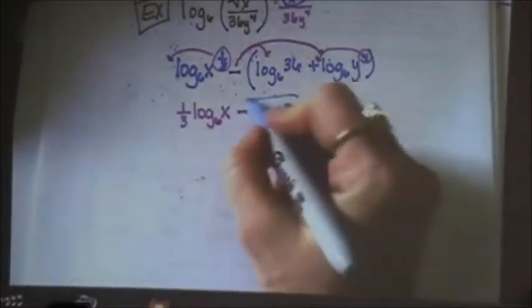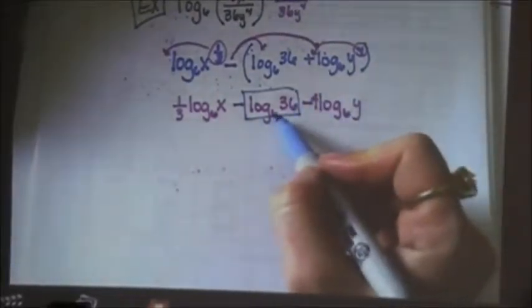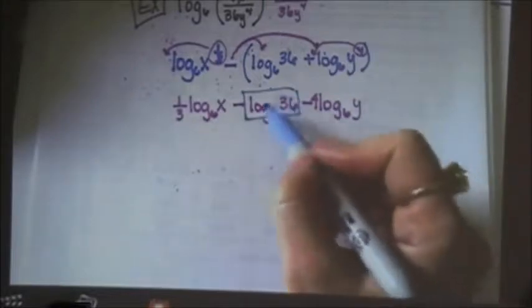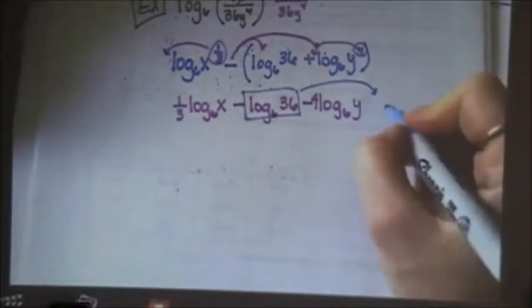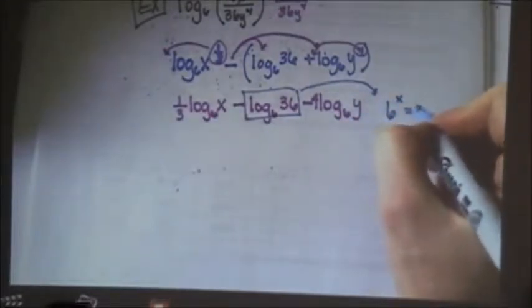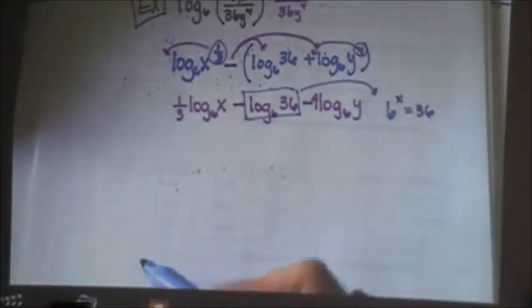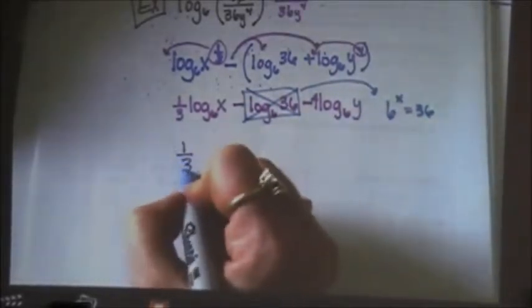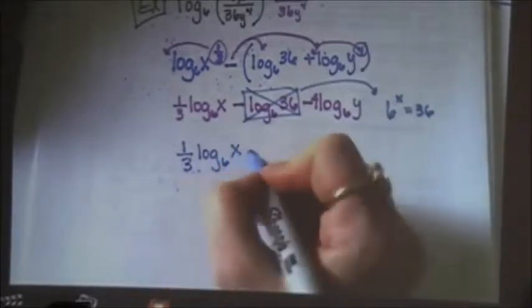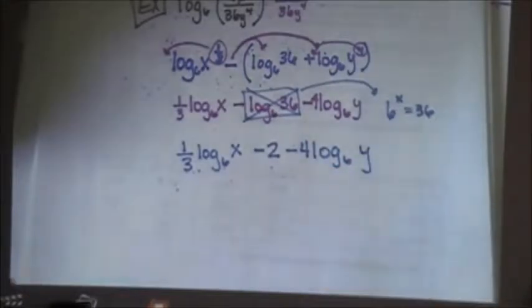Now there's one more thing that you want to simplify on this, and that is this piece right here. A logarithm is essentially asking you 6 to the what power would give you 36. Or if I were to rewrite this exponentially, it would be 6 to the x equals 36. And so I want to know, what would this x value be? Well, it would be 2. That means this entire thing can be replaced with minus 2. So I actually have 1/3 log base 6 of x minus 2 minus 4 log base 6 of y. And that has been completely expanded.